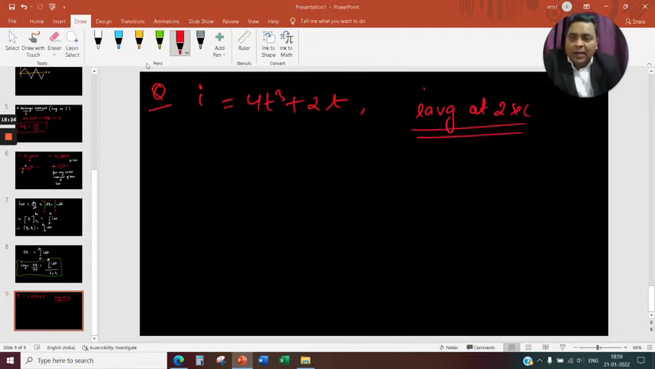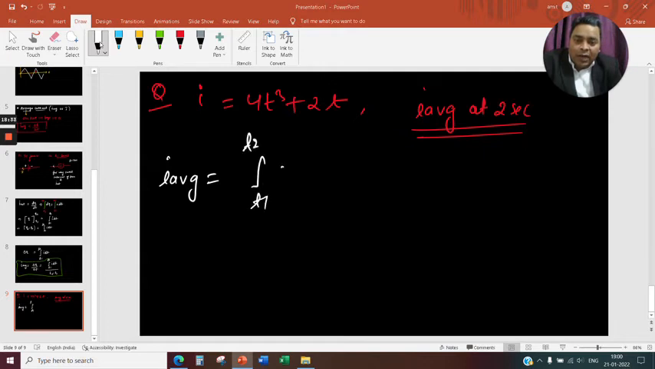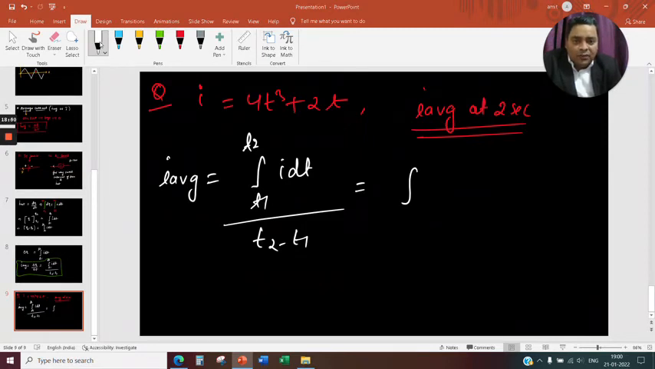Now again we have to use the same formula for I average, that is I average is equal to integration of t1 to t2 I dt divided by t2 minus t1. Now please put the value of I here. So I is how much? I is 4t cube plus 2t. So integration of t1 to t2, what is t1 here? From 0 to 2 seconds we have to calculate the I average. So in place of t1 we have to put 0 seconds. In place of t2 we have to put 2 seconds here.